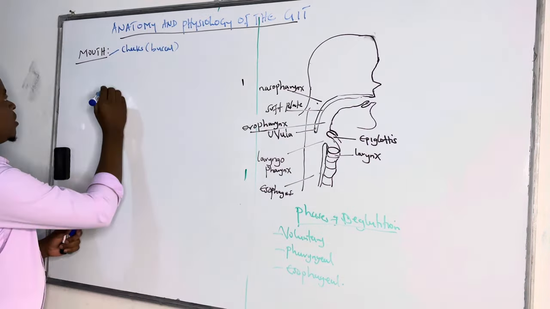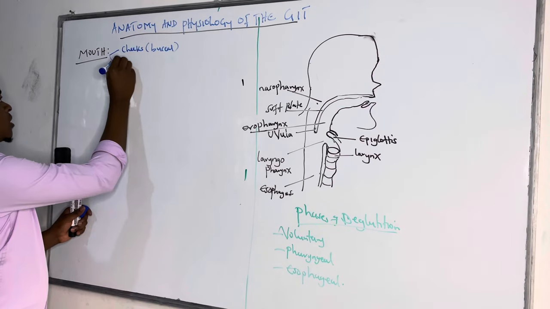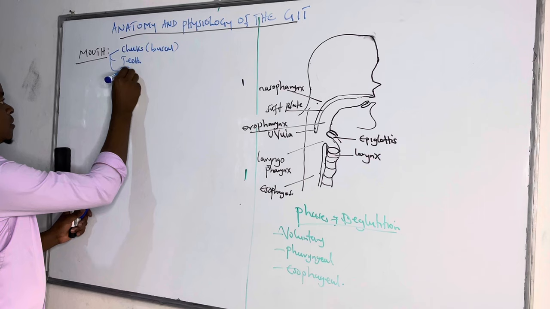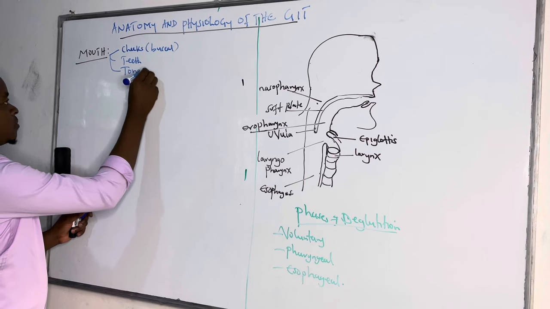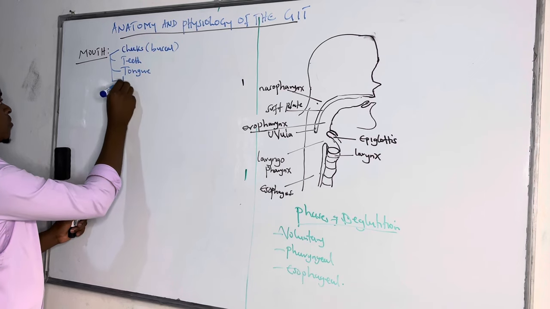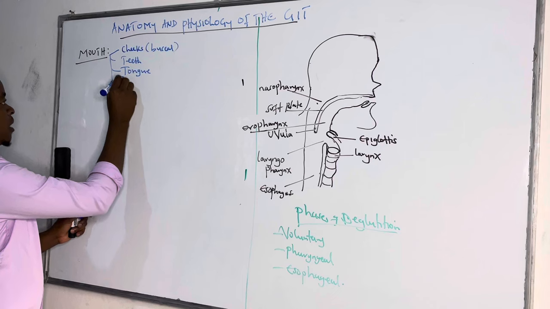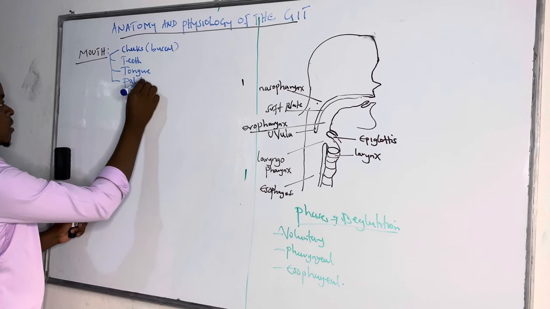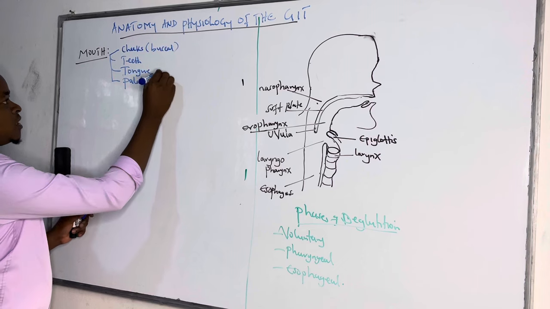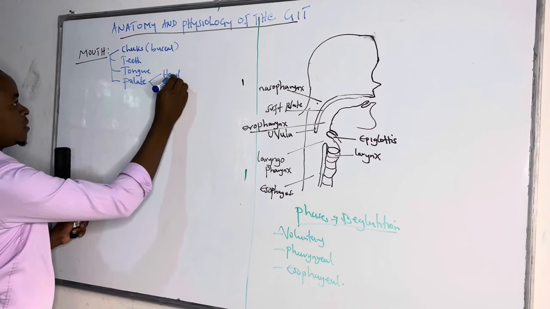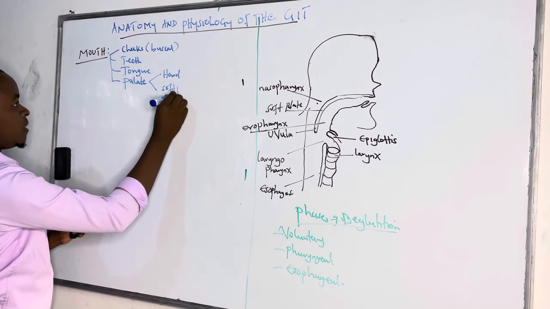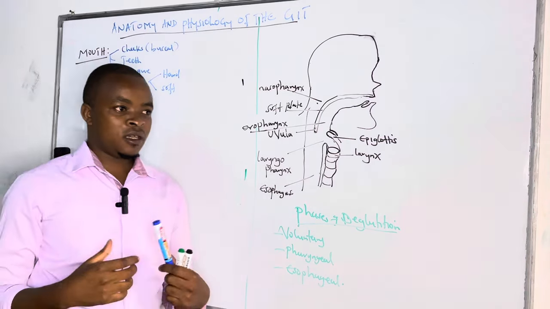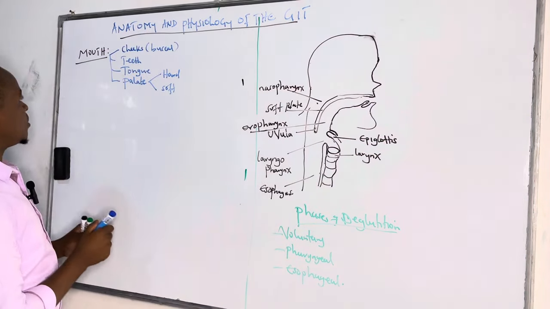This mouth also has accessories like teeth, it contains the tongue, and it has the roof, whereby its roof is the palate. And this palate contains both the hard palate and the soft palate. So these are the accessories that we can see in the mouth.